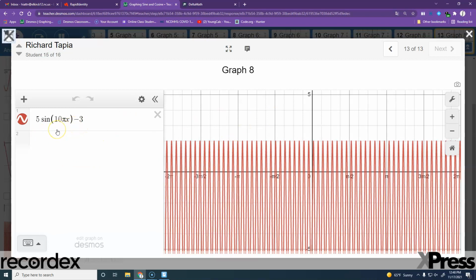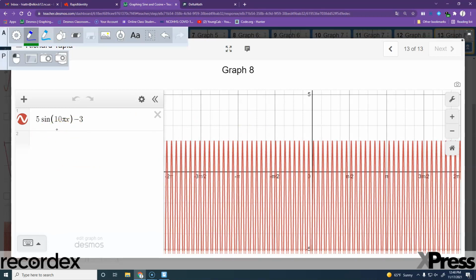So let's see if Richard is correct on his period. I do 2 pi divided by this inside, so that would be 10 pi. Pi's will cancel. What do I get for the period for Richard here? 1/5. So the period is not correct on this one, although we're getting a 5 somewhere, so that's good. All right, let's go back.